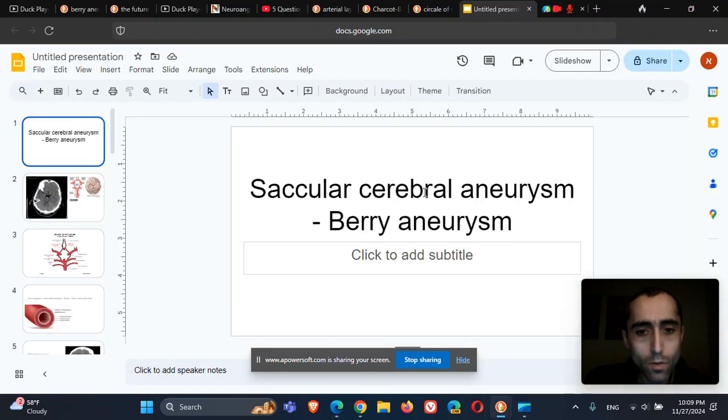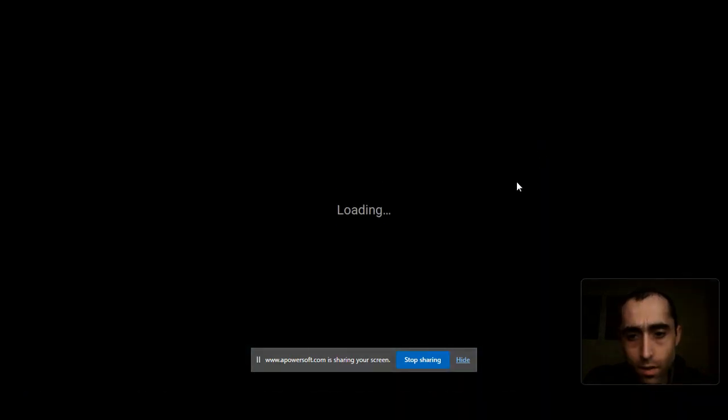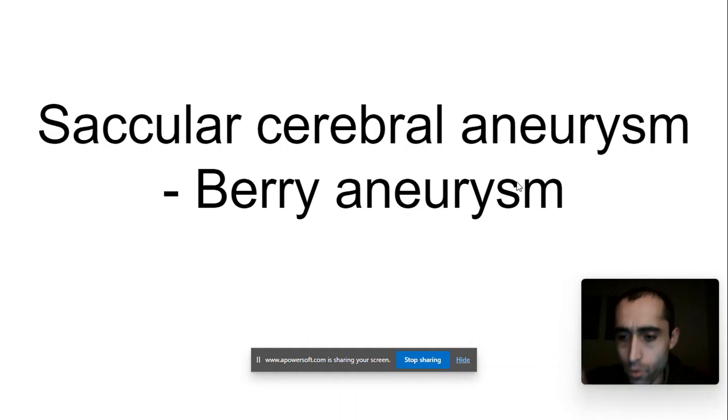Okay, so now let's talk a little bit about saccular aneurysm, which is another name for cerebral saccular aneurysm. These are true aneurysms, meaning they involve the three layers of the blood vessel. As you can see, we are talking about cerebral aneurysms, so it's in the brain. A saccular aneurysm is a pouching of the blood vessels, and again it's a true aneurysm. Mainly they involve the three layers of the blood vessels.